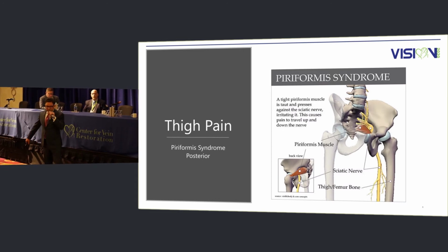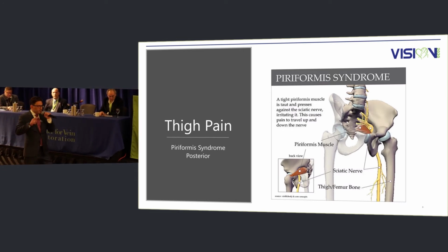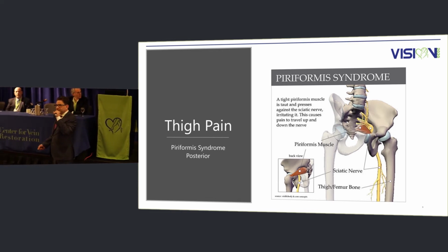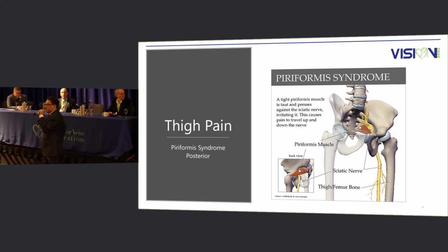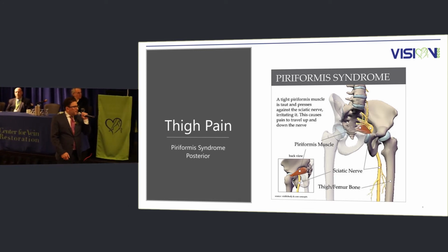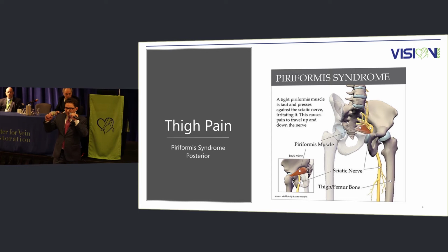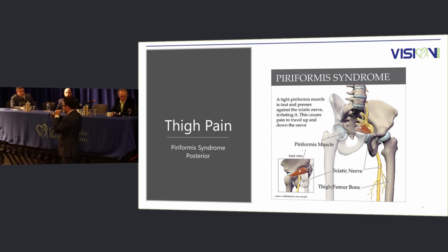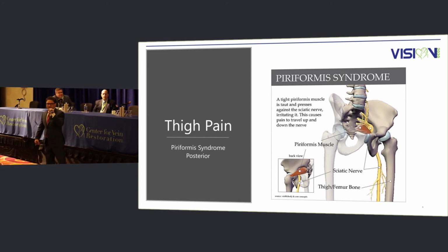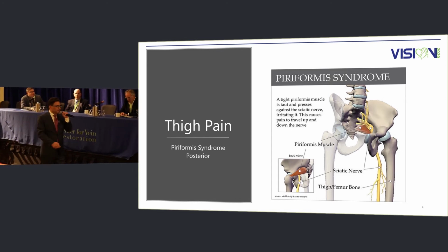Piriformis syndrome. The sciatic nerve runs either through, above, or below the piriformis muscle. The piriformis muscle is one of the muscles that makes up the gluteal muscle. So any compression of this nerve is going to end up causing pain that's similar to sciatic pain. It's going to cause shooting pain down the leg.